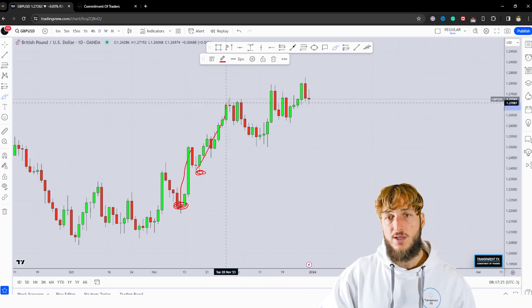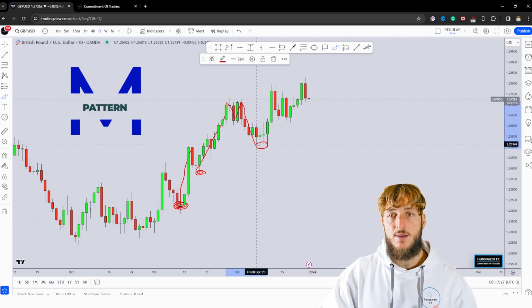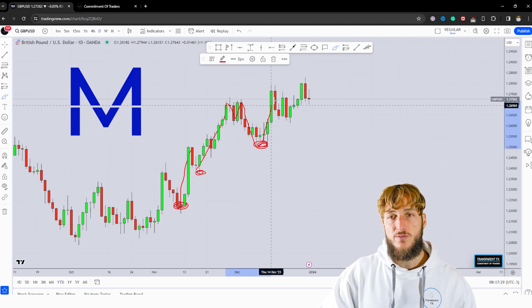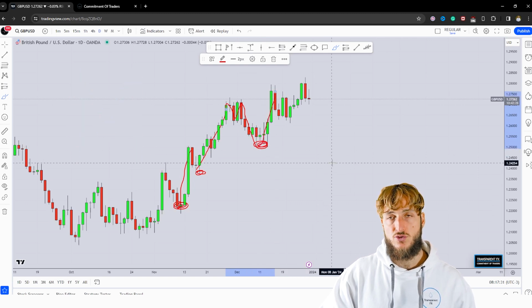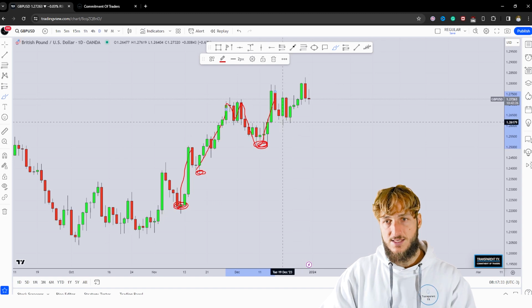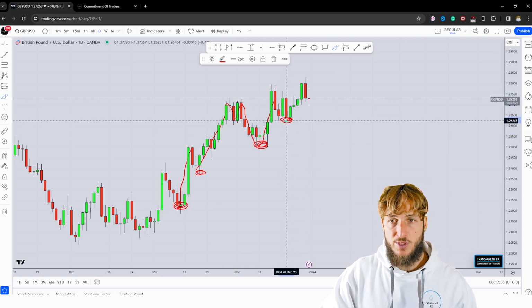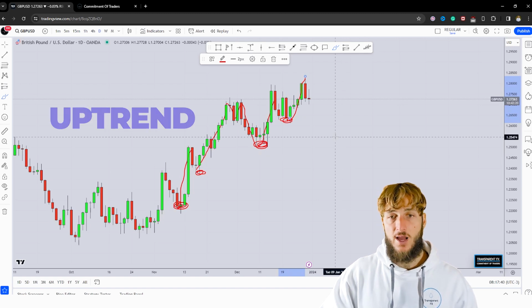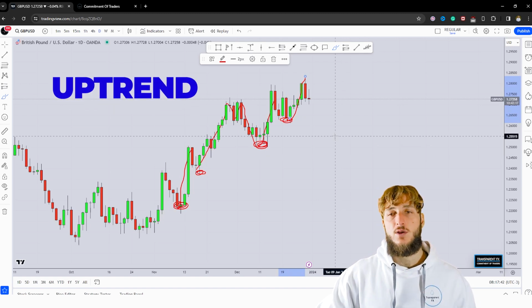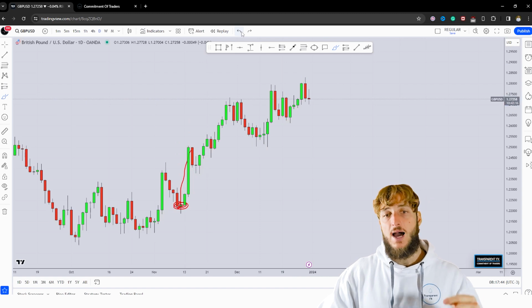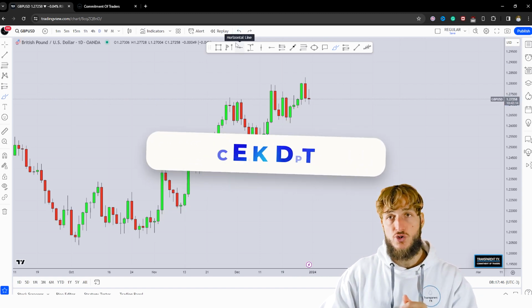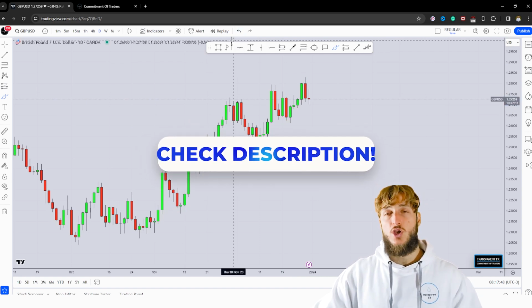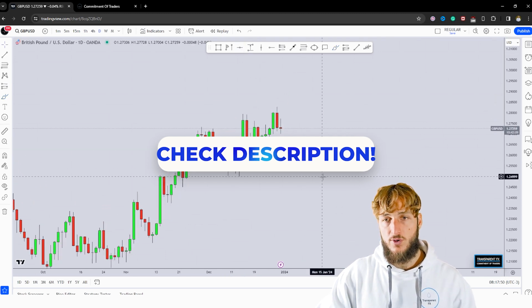And then we had the creation of this M pattern here. And I made another breakdown explaining all the reasons for which we could expect this rejection to the upside. And in the very last analysis, when the market was here, I explained all the reasons for which we could expect the creation of this new daily higher high. And again, that is exactly what the market gave us. And by the way, I will link in description all these previous analysis, so you can go and check them out for more free education.